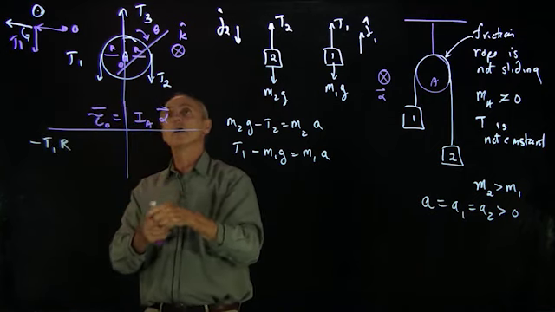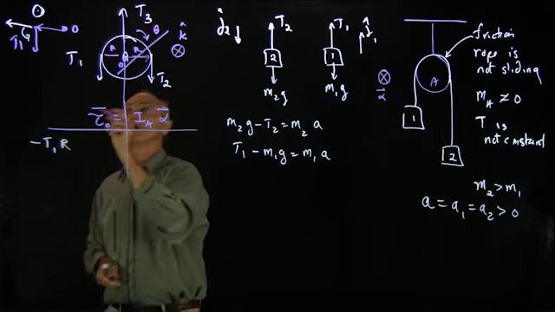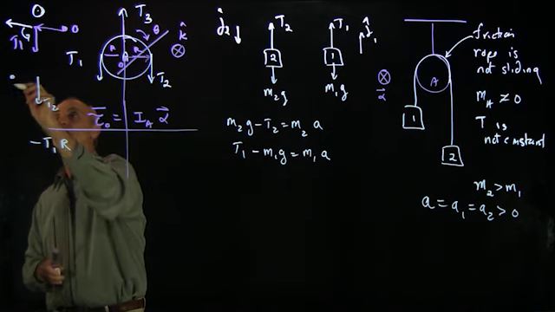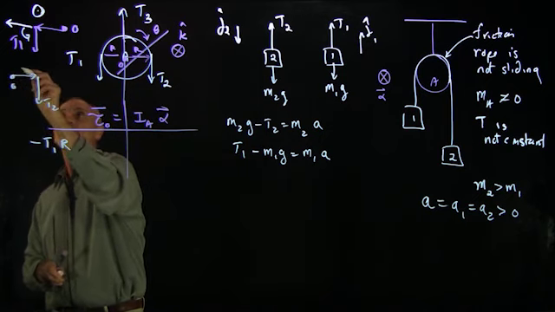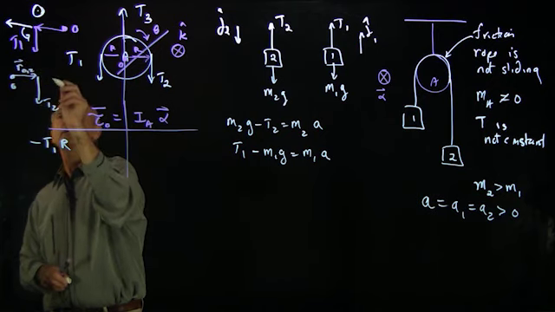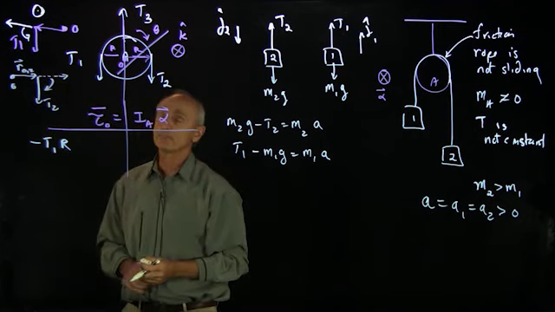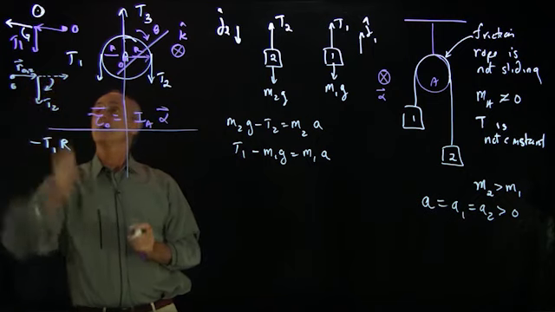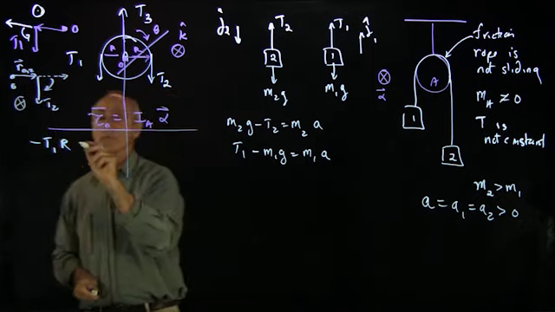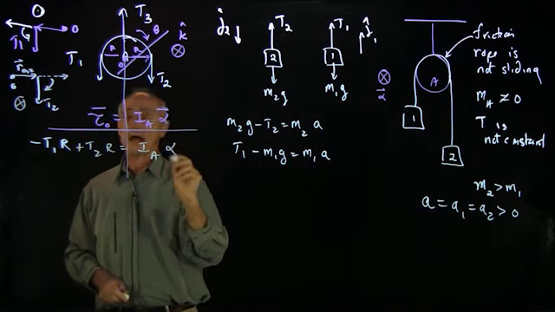What about the torque from the other force, T2? Again, we would draw that vector. Let's draw them over here. We have T2 pointing down. The point O is there. The vector from O to T2 is pointing like that. We extend that vector, we put the arrow like that, and we see that this one is pointing in our positive direction. So we have a plus T2R equals I_A alpha.